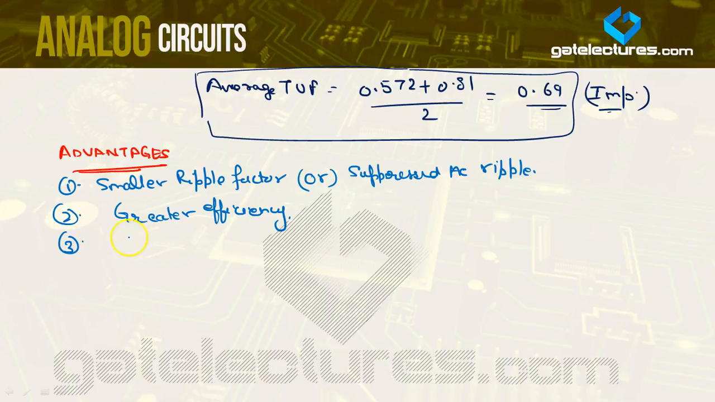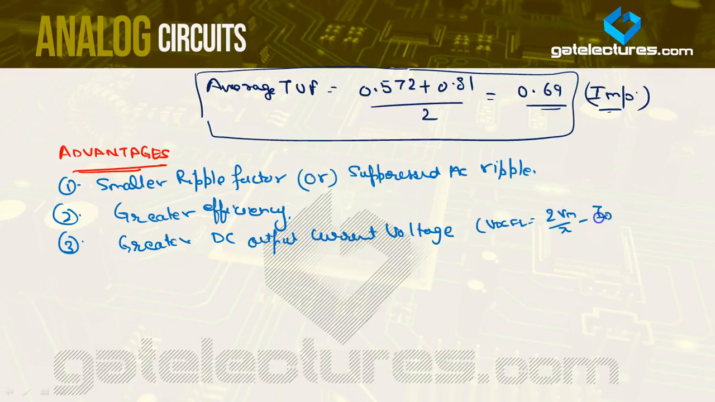Third, greater DC output current and voltage, because we know that VDC-FL in this case is 2 Vm by pi minus IDC into RSW by 2 plus RF, and in the half wave rectifier it was Vm by pi. So we have greater DC output voltage. Similarly, your IDC, or output current, which is 2 Im by pi, is double that in the case of a half wave rectifier.